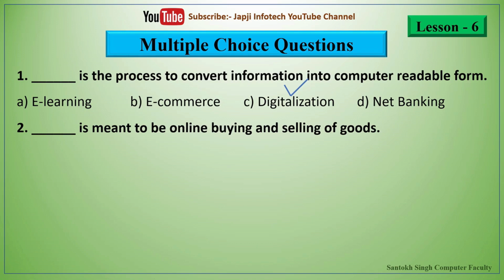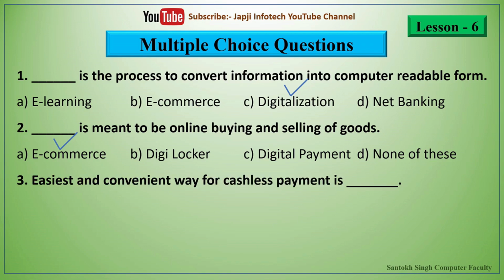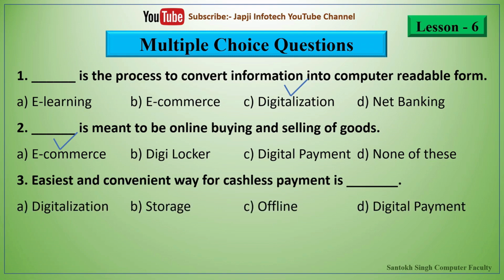Second one is, dash is meant to be online buying and selling of goods. And their options are e-commerce, DigiLocker, digital payment, or none of these. And the right answer is e-commerce is meant to be online buying and selling of goods. Third one is, easiest and convenient way for cashless payment is dash. And their options are digitalization, storage, offline, or digital payment. And the right answer is digital payment.